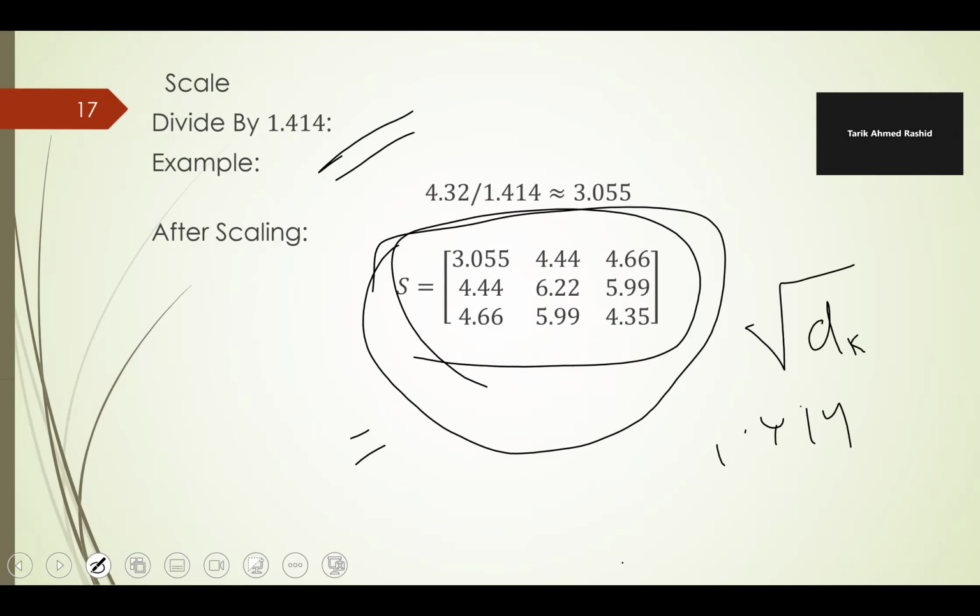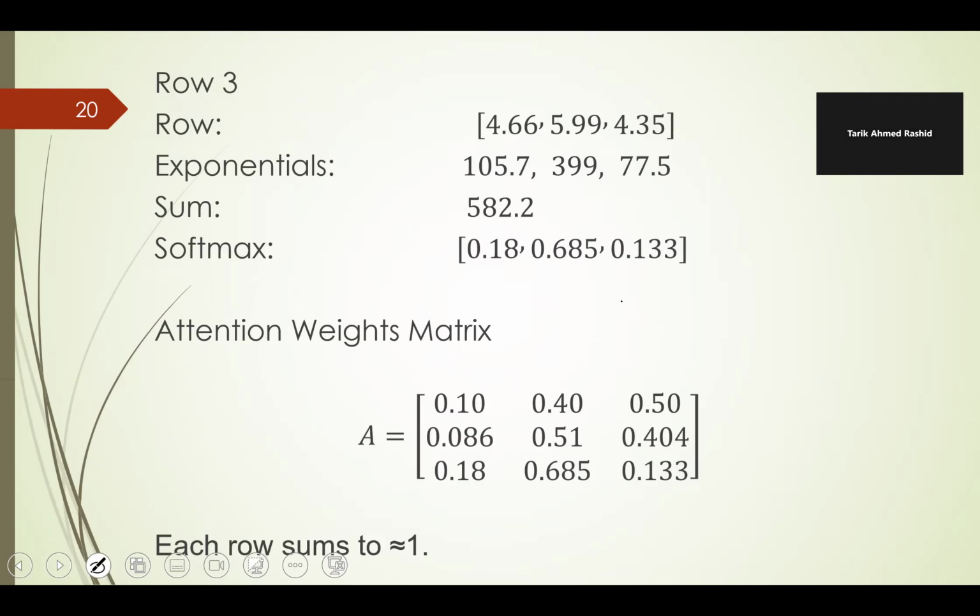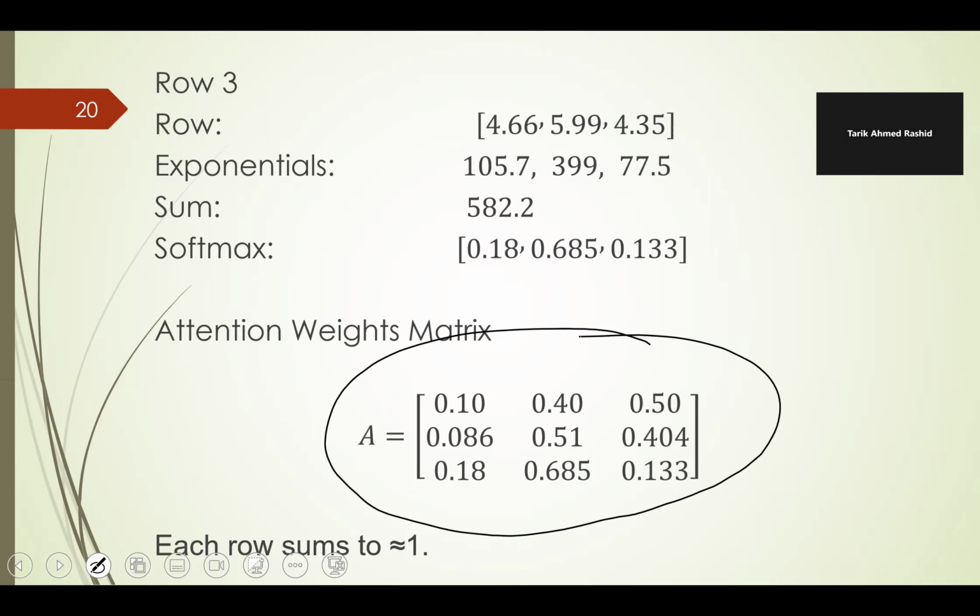Likewise, we have to do it for the second row. Again, the exponential of this one, exponential of this one, exponential of this one, sum of them, and each one of them divided by the sum of the exponentials. So that is the second row, and likewise we have to do it for the third row. So that is the A matrix we found.